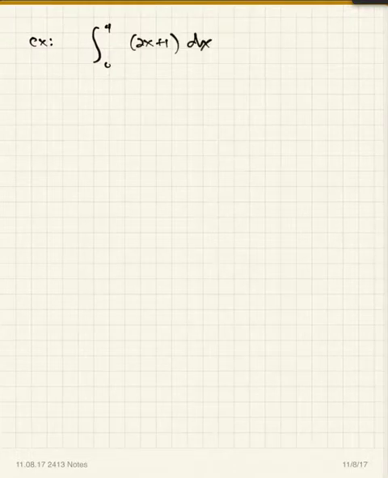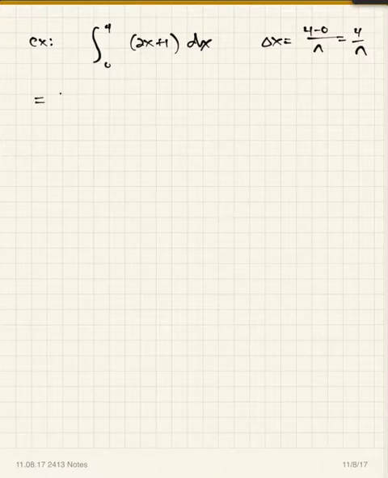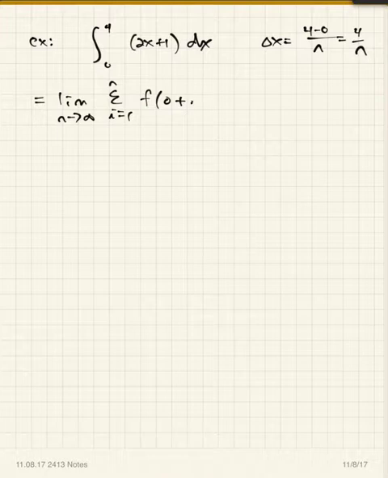All right, the next problem I want to look at is the integral from 0 to 4 of 2x plus 1 dx. Now this one looks simpler, at least, than the one that we worked all the way through. If we were going to calculate delta x here, delta x would be 4 minus 0 over n, or 4 over n. And this would be the limit as n goes to infinity of the sum as i goes from 1 to n of f of (0 plus i times 4 over n), all times 4 over n, like that.